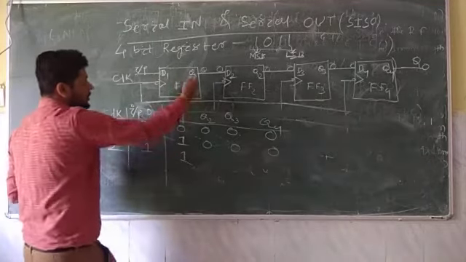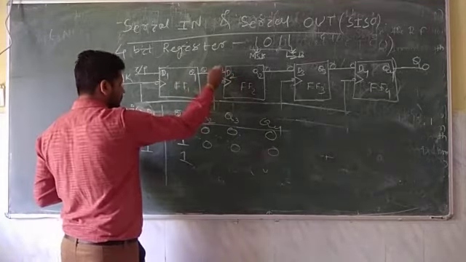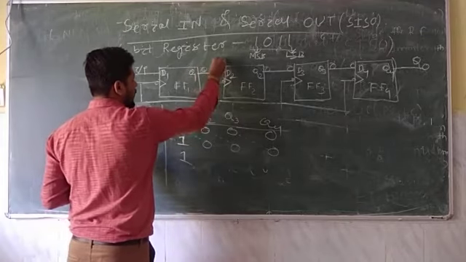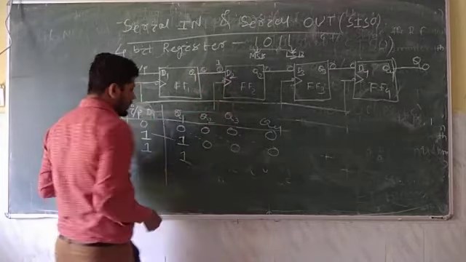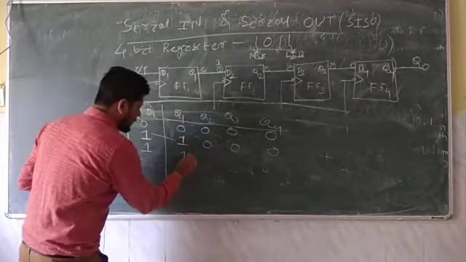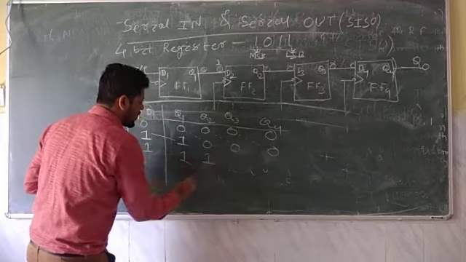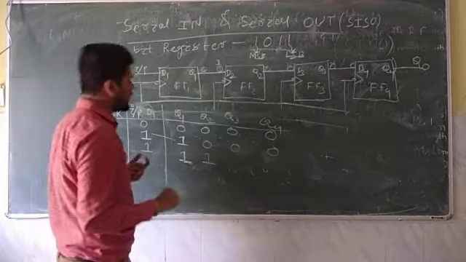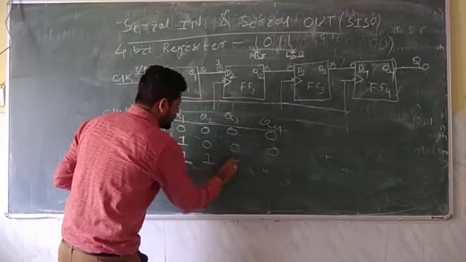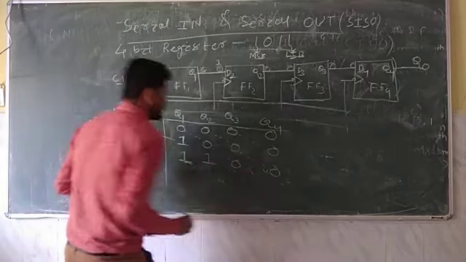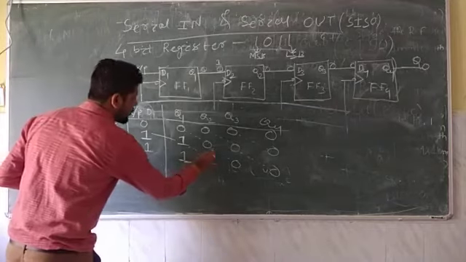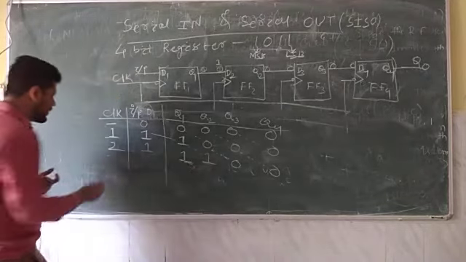Now for the next clock pulse, D2 is connected to Q1. So Q1 is available, so 1 is available here. That means in the next clock pulse this one is propagated to here. So this is coming to here as 1, this is coming to here as 0, and this is coming to here as 0. So 1 1 0 0. So you can see here the propagation, that is shifting, shift right.